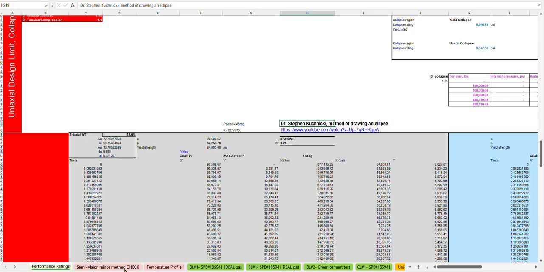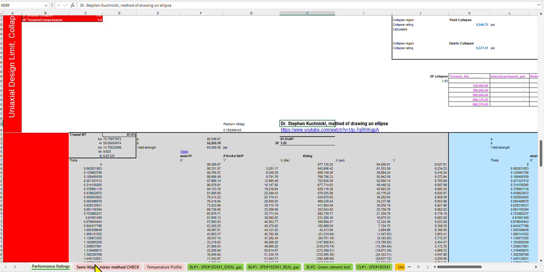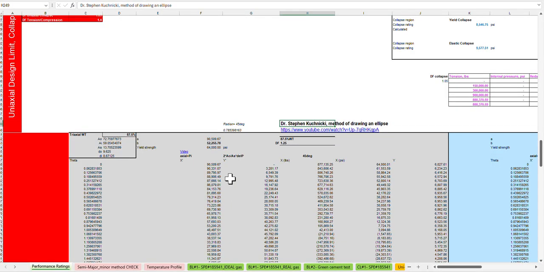You have the semi-major, the biggest axis, and then the semi-minor, and then you transform. The original ellipse is like this, and then you transform it at 45 degrees, so that if you plot it in a psi versus psi axis, it crosses at the yield strength. For our case, we are talking about L80, so it's 80, 80, 80, 80 over here. So I included this as a different tab, as a plot, so that I could check that the numbers over here give the correct transformed ellipse.